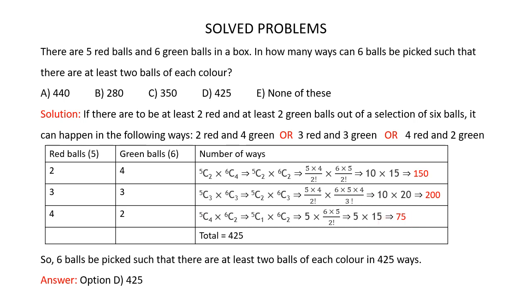So the total number of ways of picking 6 balls so that there are at least 2 red and at least 2 green balls is 150 plus 200 plus 75, which is 425. So 6 balls can be picked such that there are at least 2 balls of each color in 425 ways. So the correct answer is option D, 425.